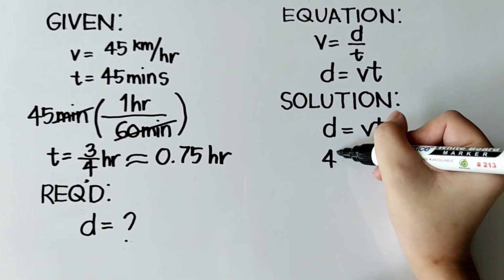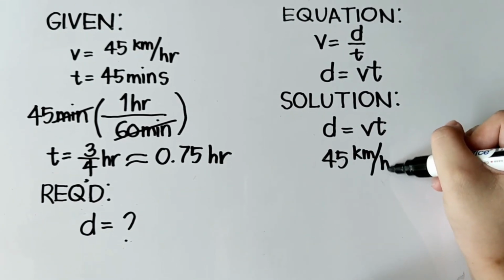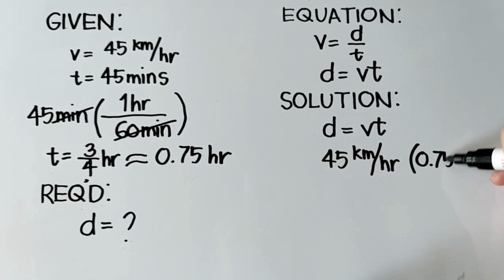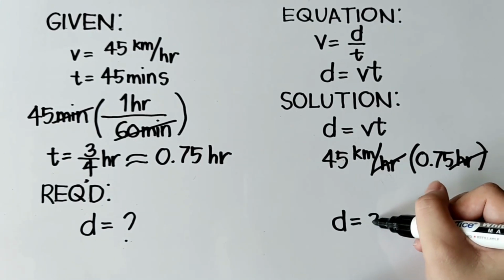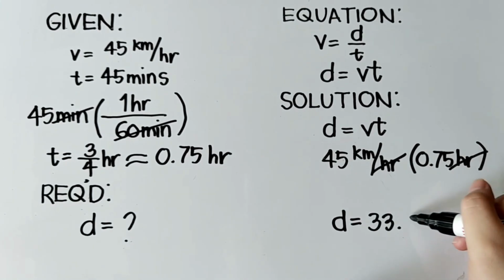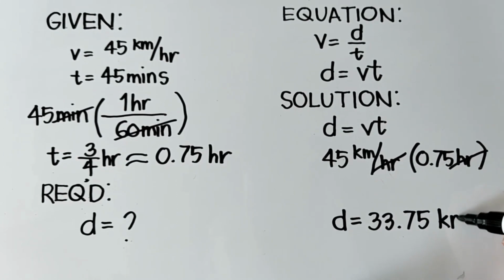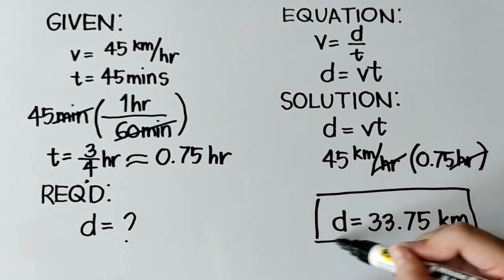So for the velocity, 45 kilometers per hour times 0.75 hr. Cancel both hr's and then you'll get 33.75 kilometers. Therefore, the total distance covered by the truck in 45 minutes or 0.75 hr is 33.75 kilometers.